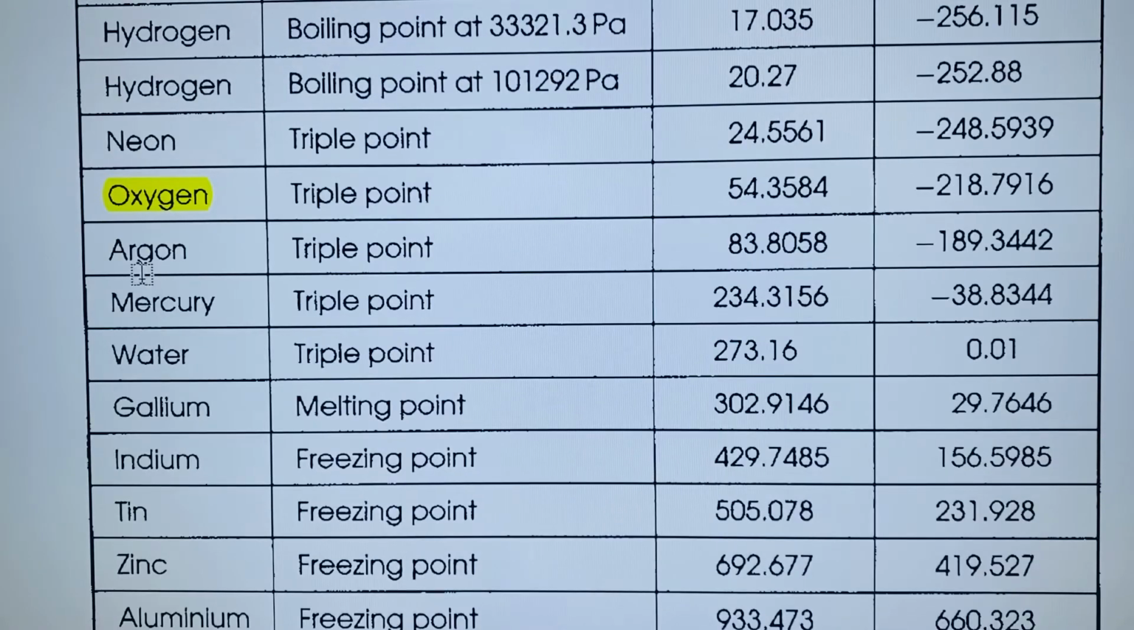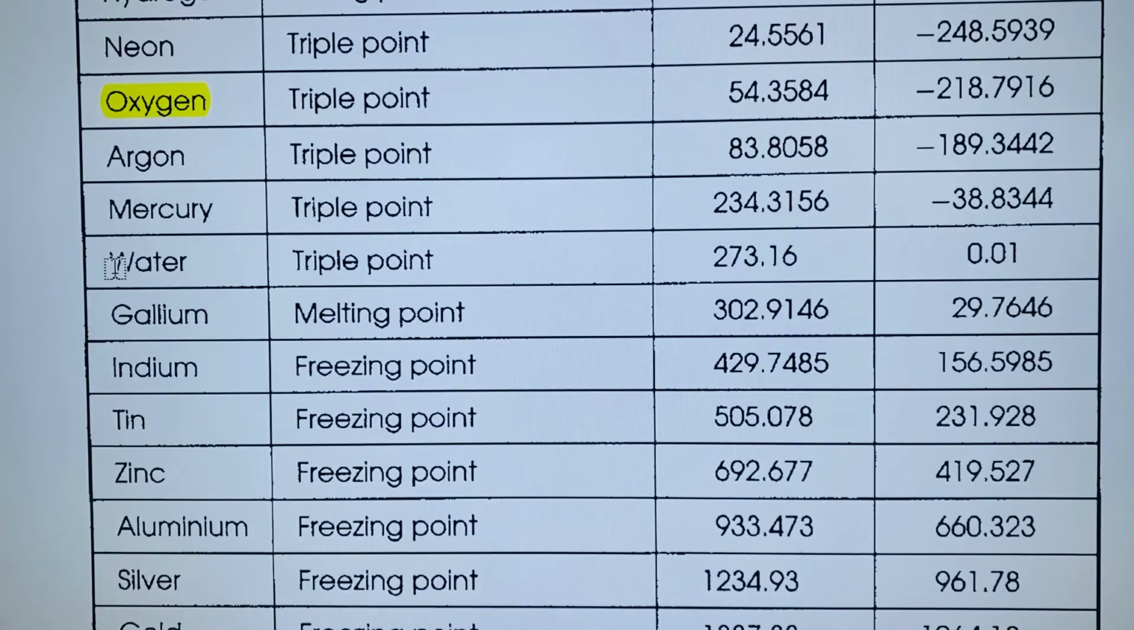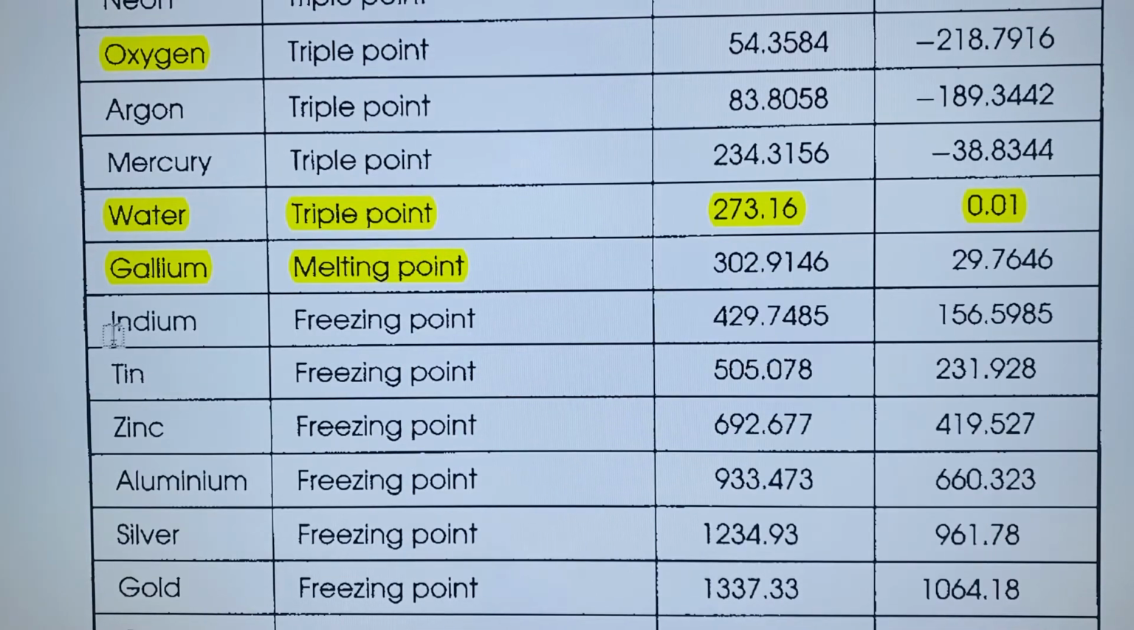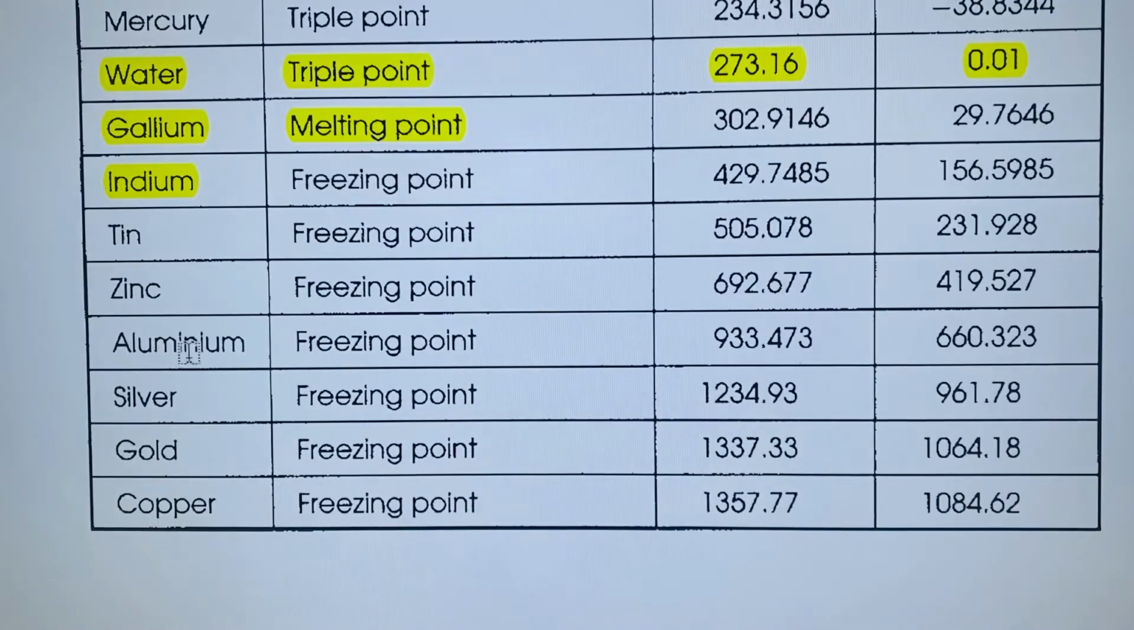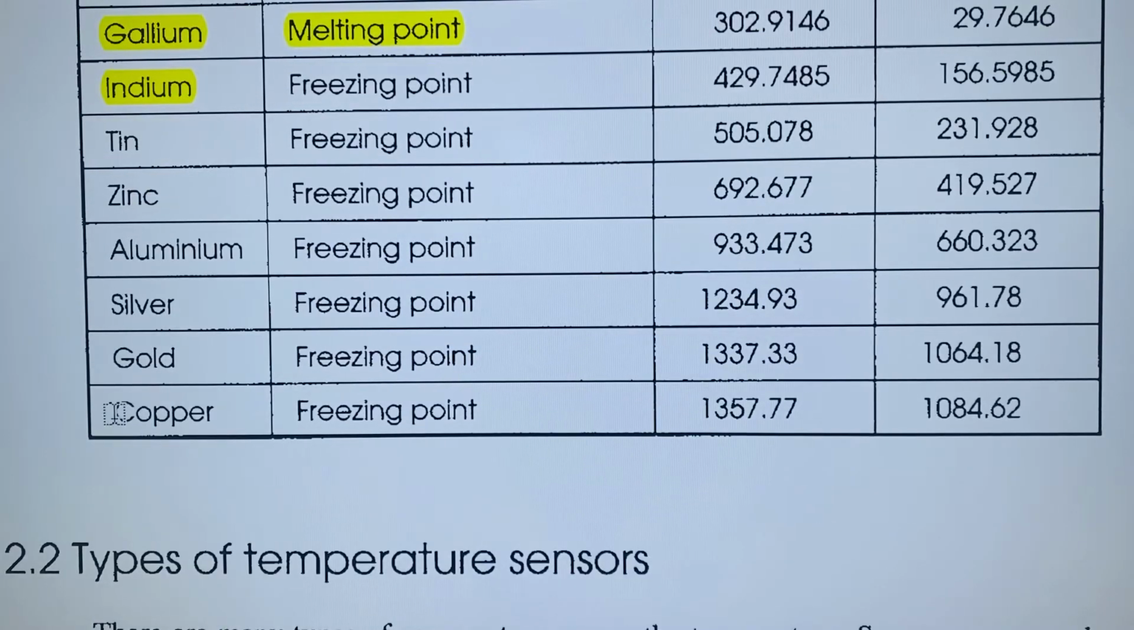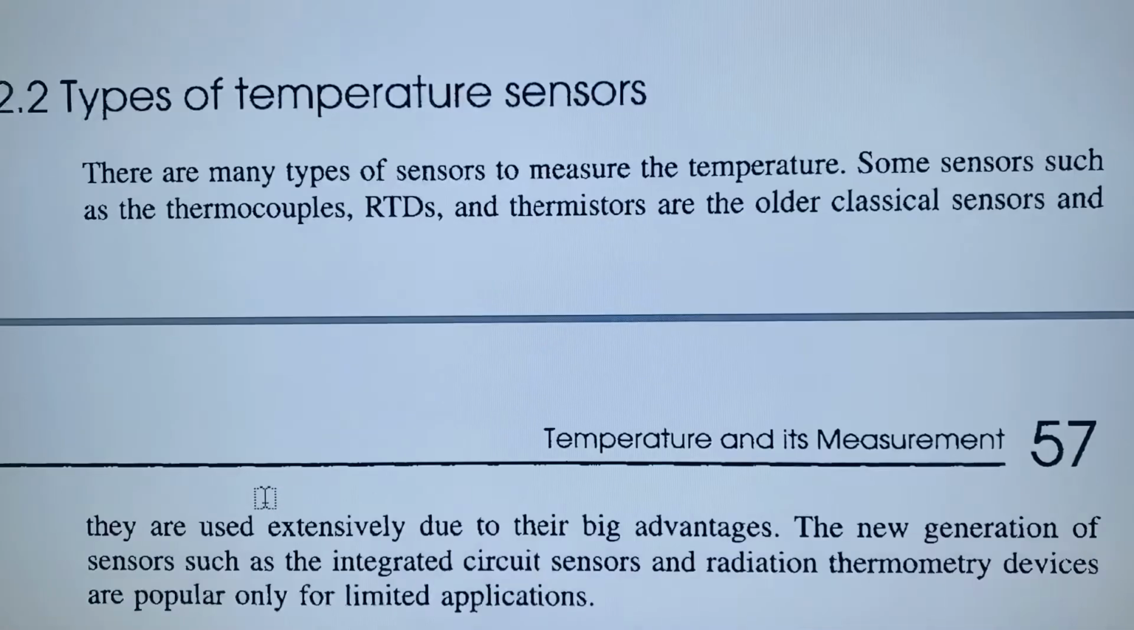So we have other things. Right here we have water, okay, the triple point water. And these materials are used in the manufacturing of electronic components, chips, semiconductors. We have other triple points for aluminum and for silver, for gold and copper, okay, because copper is widely used in electronics. Okay, now the types of temperature sensors.